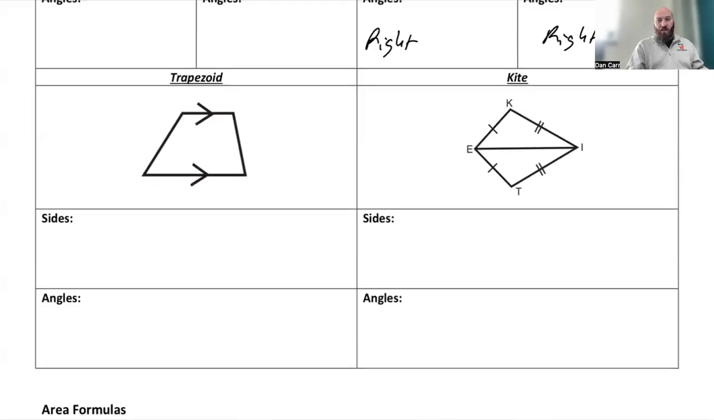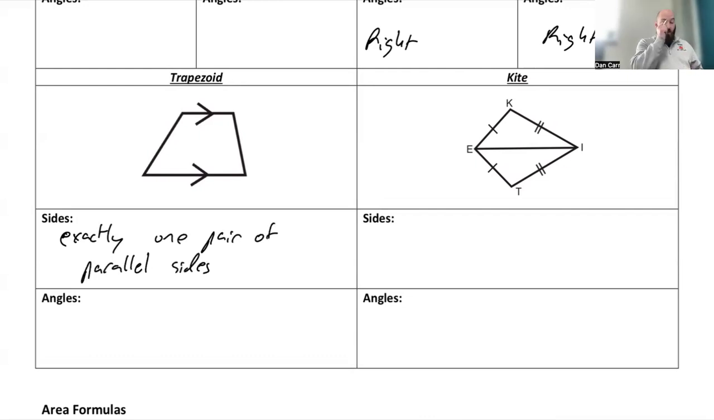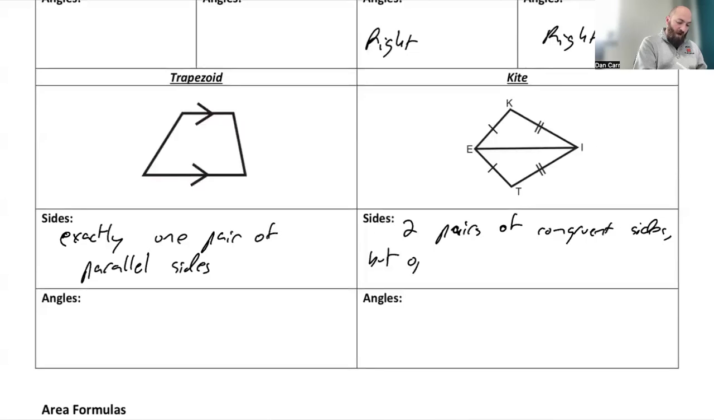If we look at a trapezoid and a kite, some other things that we didn't quite cover on that one. With a trapezoid, we have exactly one pair of parallel sides. Okay, so parallel sides means on a coordinate grid, we can analyze that a little bit there. With a kite, we have two pairs of congruent sides, but opposite sides are not congruent. Okay, I'm going to add that on there.